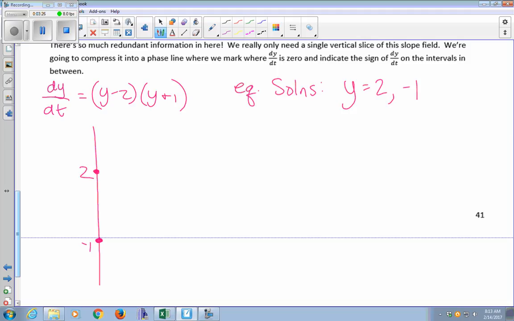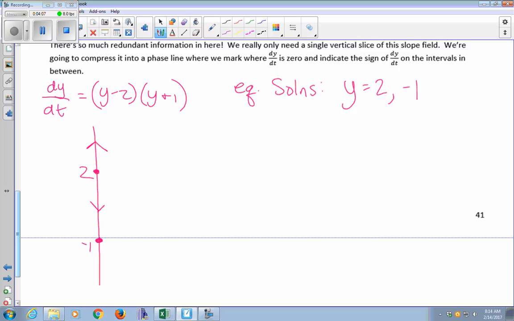Okay, if we're bigger than 2, if you replace y in dy/dt with a number bigger than 2, do you get a positive or a negative? Positive, yeah, like plug in 10. You end up with 8 times 11, a positive number. So we put an up arrow to indicate positive. What if we put in something between -1 and 2, like 0? It's going to be negative, yeah. So we have -2 times +1. Negative times a positive is negative. So put a down arrow for negative.